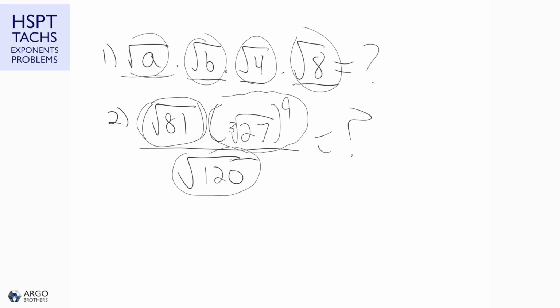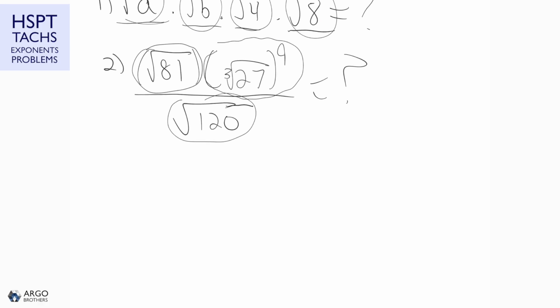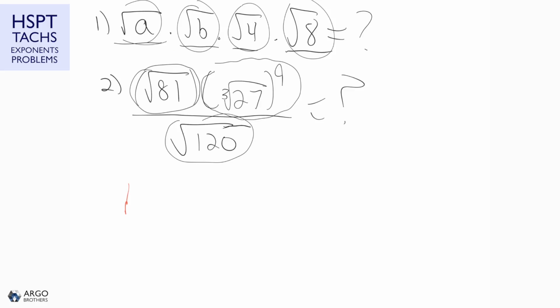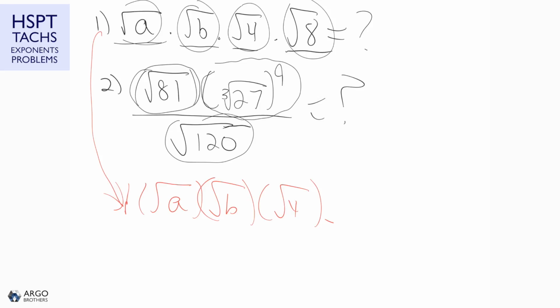All right, here we are back again. Let's go over number 1. I'll do this in red, okay? So here's number 1. So we have radical a times radical b times the square root of 4 times the square root of 8. And what does that equal?